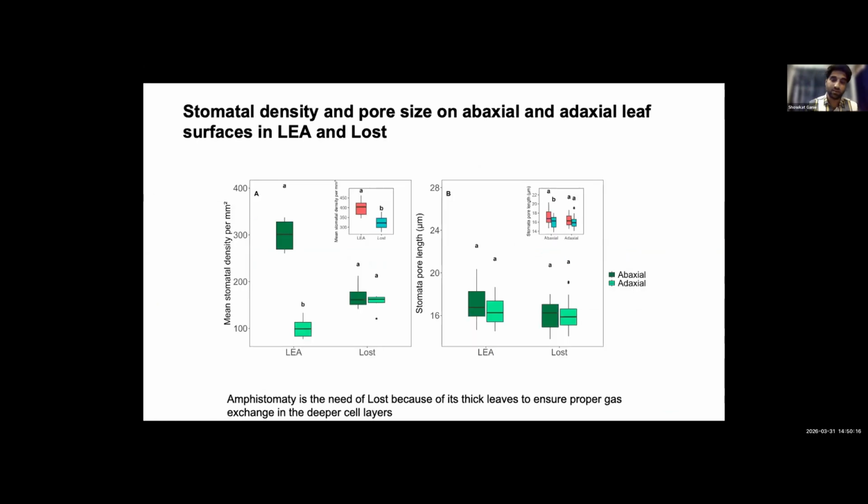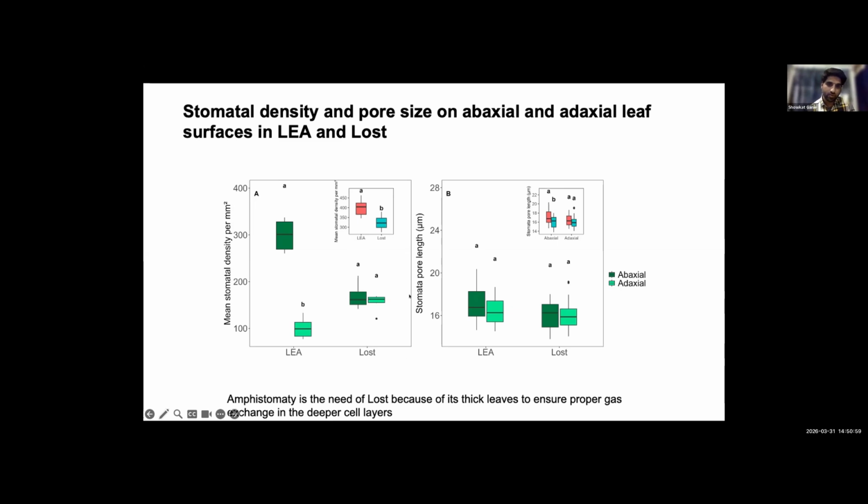From the stomata point of view, we wanted to understand how these differences in photosynthesis between the two species are explained. So we measured the stomatal density and pore size on the abaxial and adaxial leaf surfaces in these two tomato species. We observed that the two surfaces in this wild species had similar stomatal density, whereas we did not observe any difference in the pore length from the two surfaces between the two species.